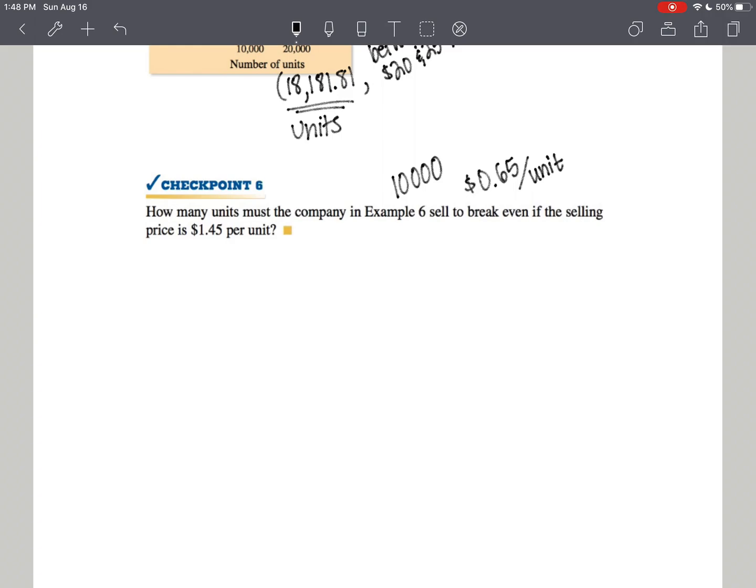Okay, if you did not get the answer, press pause, because here is the answer: 12,500 units. So if you were able to get 12,500 units, you should feel comfortable that you've got this concept.